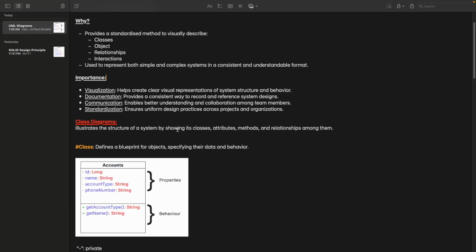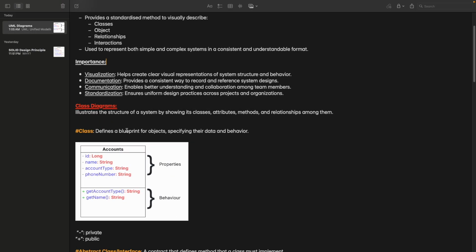Because it is common for all developers, stakeholders, and software designers, they all can communicate about the design. It is also a standard document, and it helps to ensure that everyone understands the system design in the same way. Now coming to class diagrams.